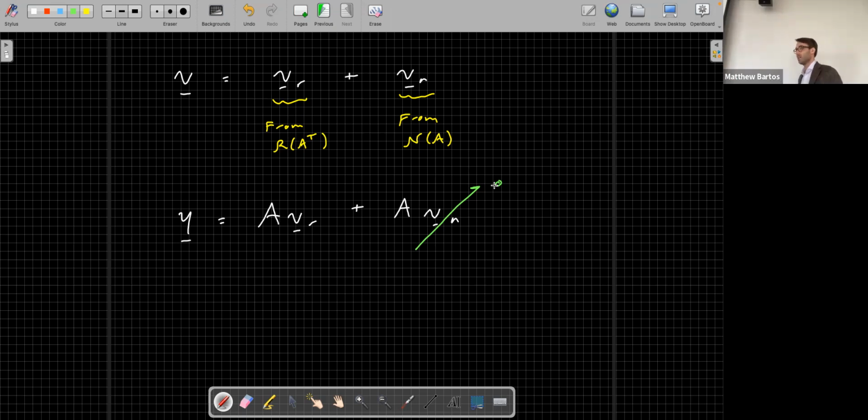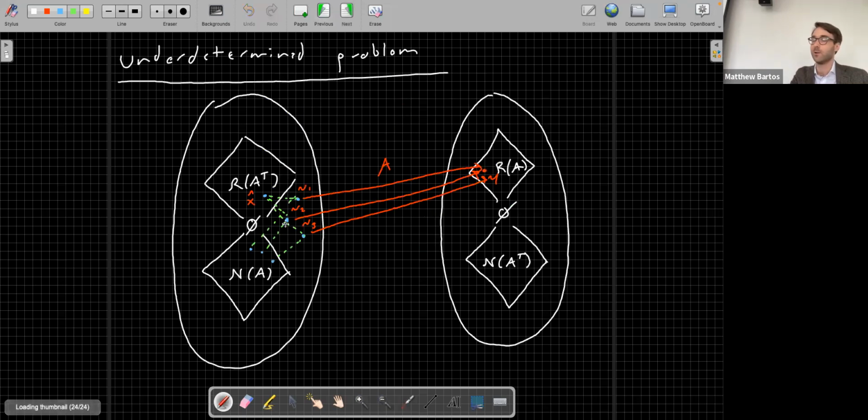What this also means is that this component from the null space of A is wasted. So it contributes to the norm of our vector in the domain, but it doesn't change where our vector lands when we apply A to it. So what we're doing when we are finding the solution to the underdetermined problem is we're finding the projection of these points onto the range of A transpose. By removing that component from the null space, you are ensuring that you have the minimum norm vector that maps to your desired point in the codomain.